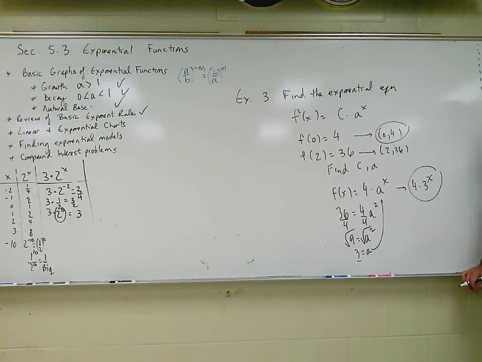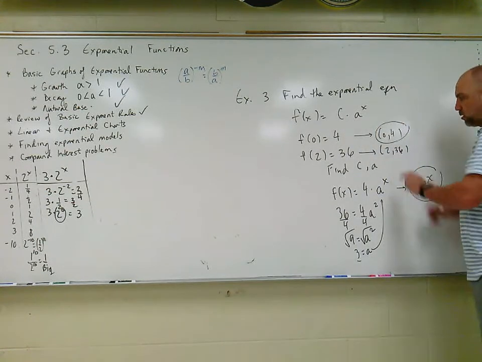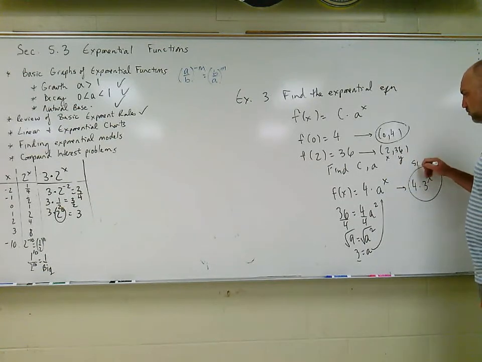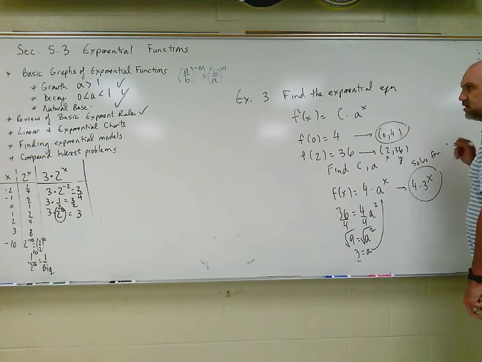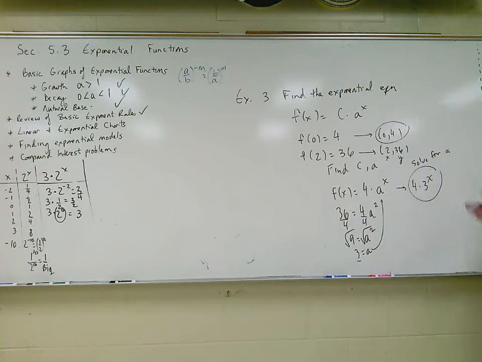Okay? So if it's 0 something, that tells me my c. Then I use the other point. I plug the x in for x, and I plug the y in for y, and I solve for a. And this is how you find it. We call it an exponential model. It's giving you the equation of the exponential. Okay?